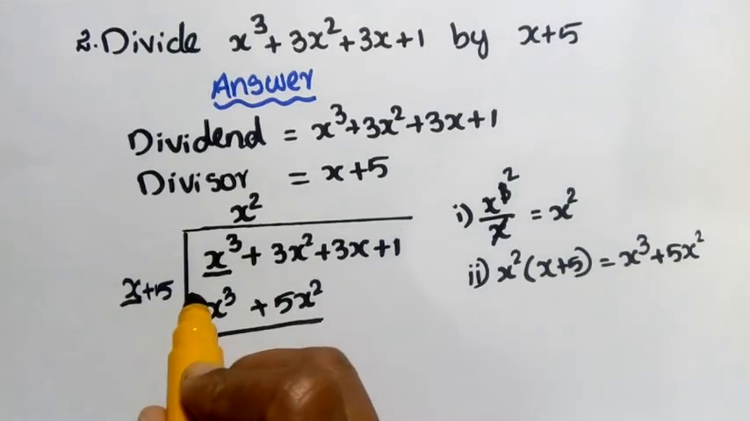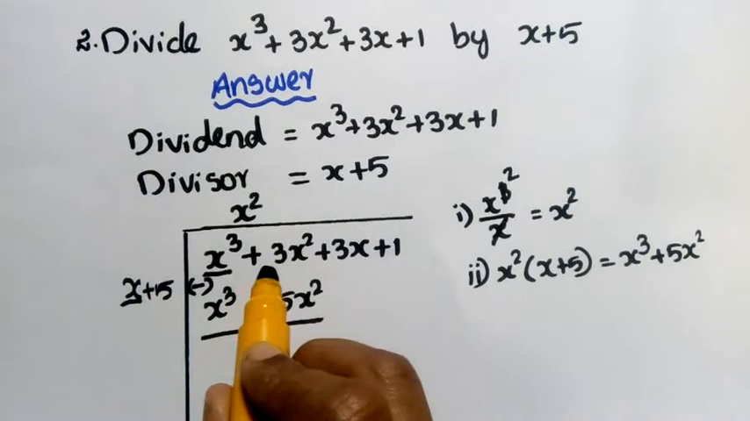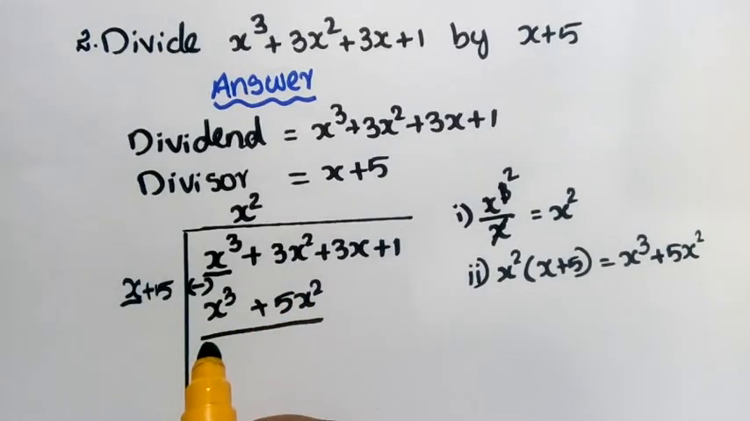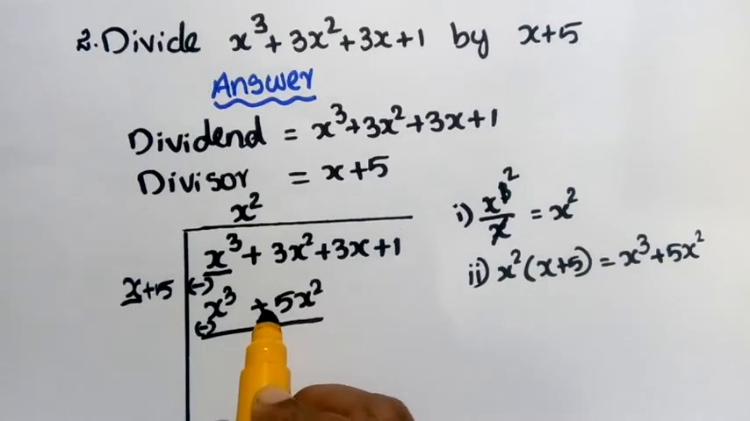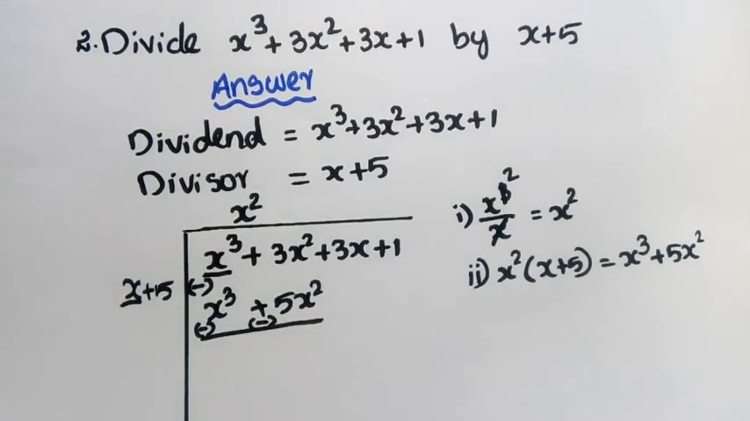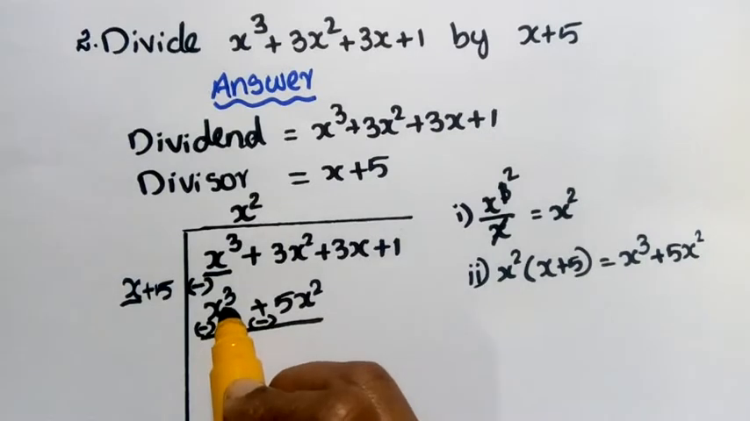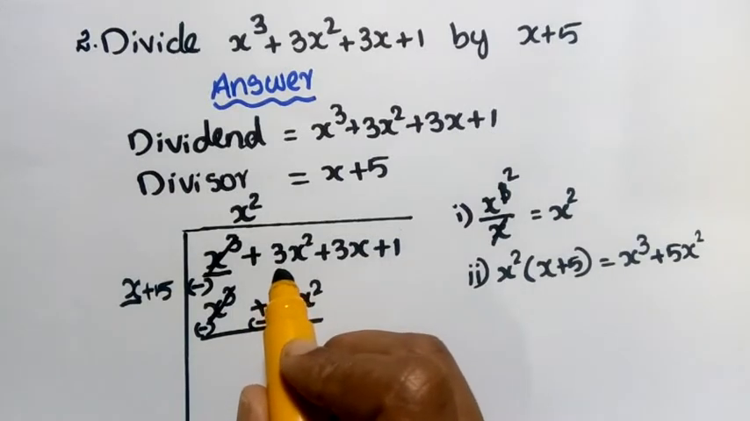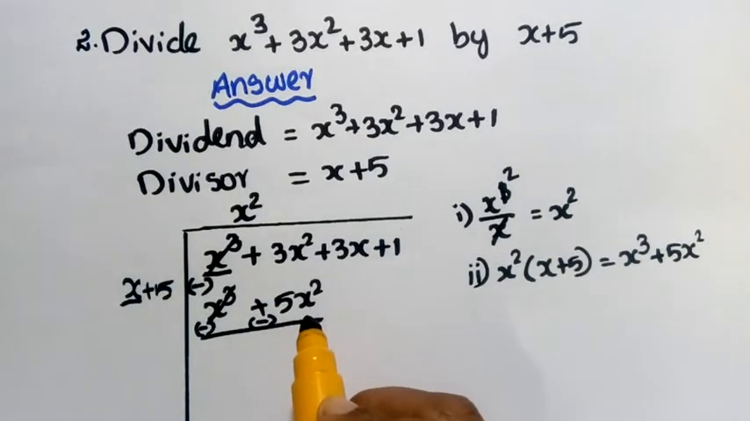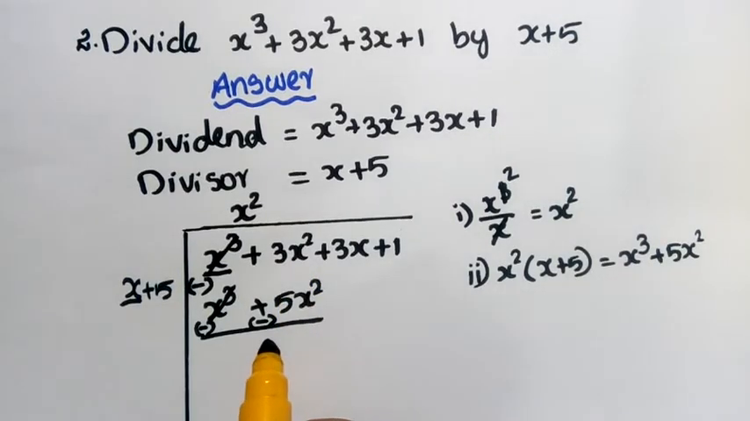Next step is subtract the product from the dividend. While doing subtraction, change the sign of the second expression. So here x cube is plus, it will change into minus, and this plus also will change into minus. Now do the subtraction. X cube minus x cube, 0, it will cancel. Next, 3x square minus 5x square. Children, what is 3x square minus 5x square? Yes, it is minus 2x square. Now we got the remainder minus 2x square.